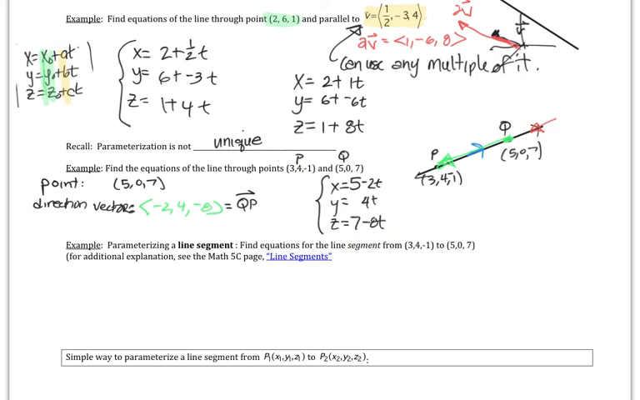Okay, so you can go try the problems from the first part of 12.5 part 1, a couple just straightforward finding equations of lines.